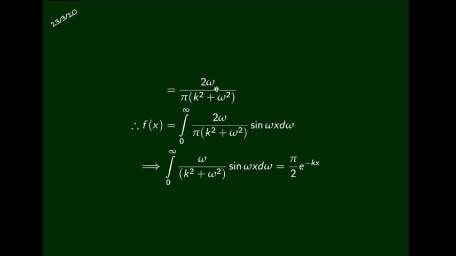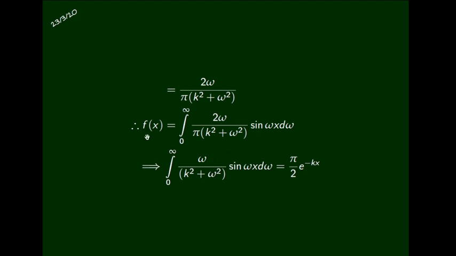So b of omega is 2 omega by pi into k square plus omega square. Since it is a sine integral representation, we need only b of omega. So f of x can be written as integral 0 to infinity b of omega into sine omega x d omega. We substitute b of omega here, that is 2 omega by pi into k square plus omega square, into sine omega x d omega.